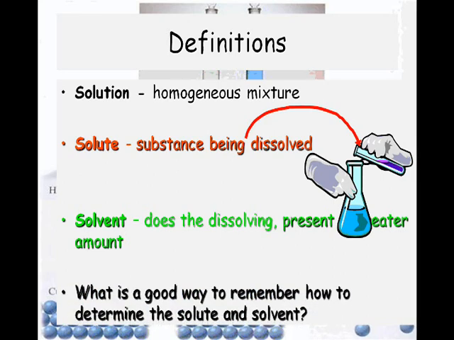Now, a good way to remember how to determine the solute or the solvent, if you'll look, the word solute has 6 letters. The word solvent has 7 letters. So solute is the smaller word. It will always be the smaller amount. Solvent is the larger word, so it will always be the larger amount. So think about this. If you're making Kool-Aid, you have a little bit of powder that goes in a gallon of water. The solute is the Kool-Aid because it's the smaller amount. The solvent is the water because it's the larger amount.